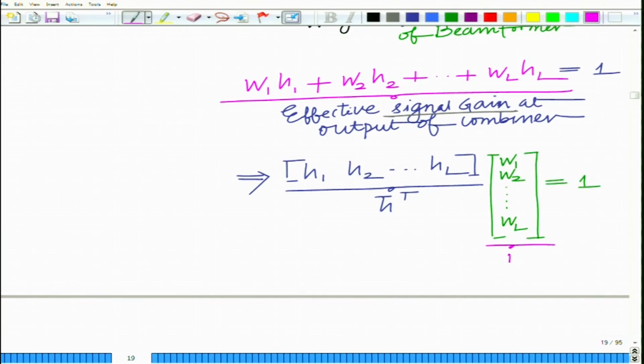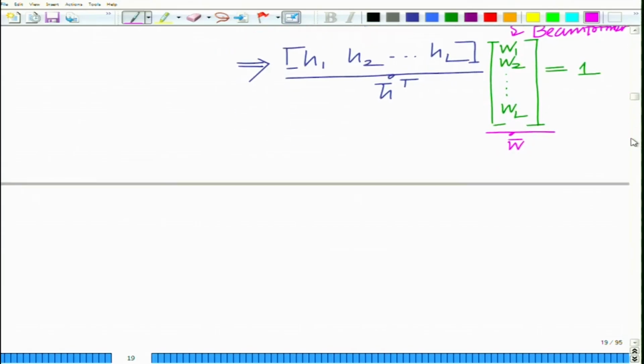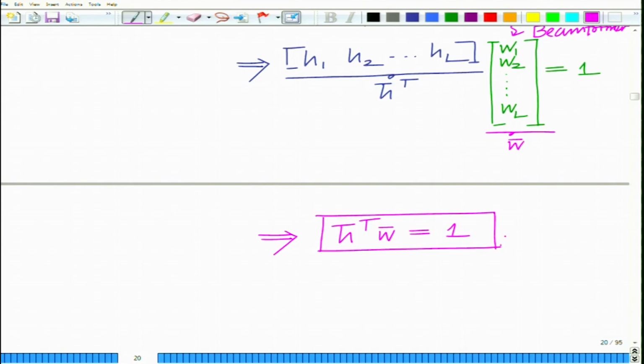You can call this the beamforming vector, or this is basically also your receive beamformer. So, H bar transpose W bar, where W bar is the vector of combining weights, or the combiner or the receive beamformer, equals 1 to ensure unity gain, which basically implies H bar transpose W bar equals 1, and this you can see now is nothing but a hyperplane constraint.